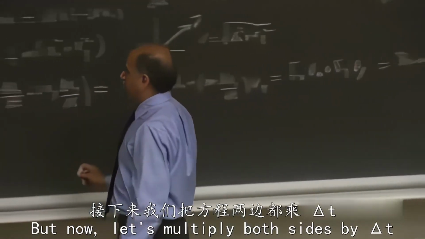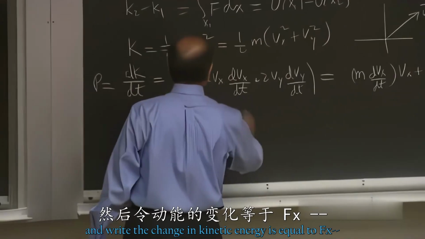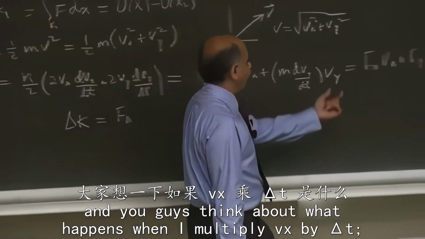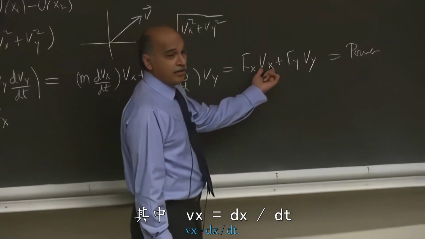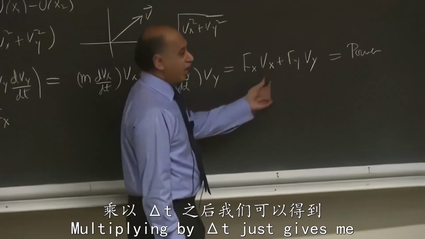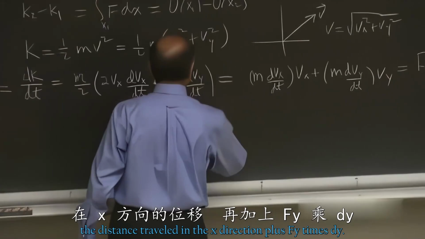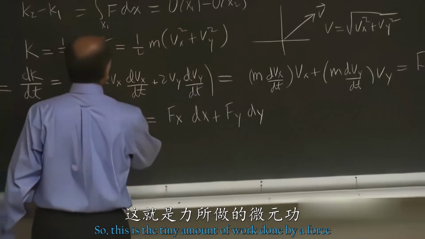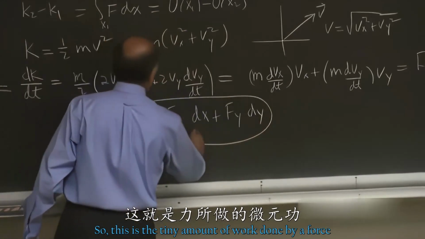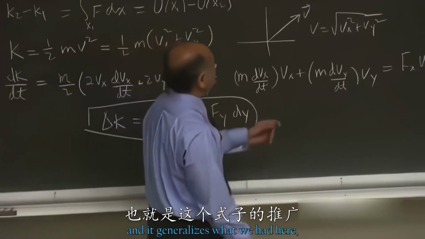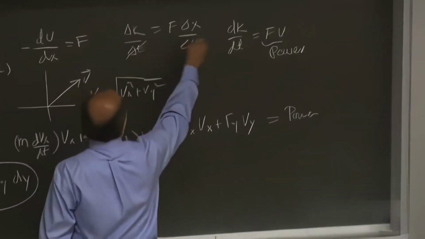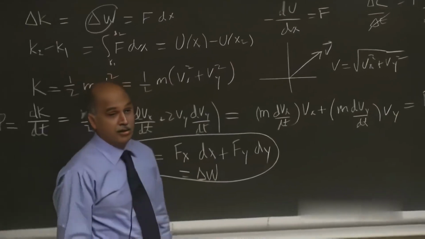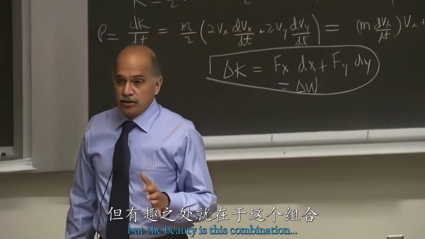But now, let's multiply both sides by delta t and write the change in kinetic energy is equal to Fx. Now think about what happens when I multiply vx by delta t. vx is dx/dt. Multiplying by delta t just gives me the distance traveled in the x direction, plus Fy times dy. So this is the tiny amount of work done by a force, and it generalizes what we had here. Work done is force times delta x. In 2 dimensions it is Fx dx plus Fy dy. It's not hard to guess that, but the beauty is this combination.